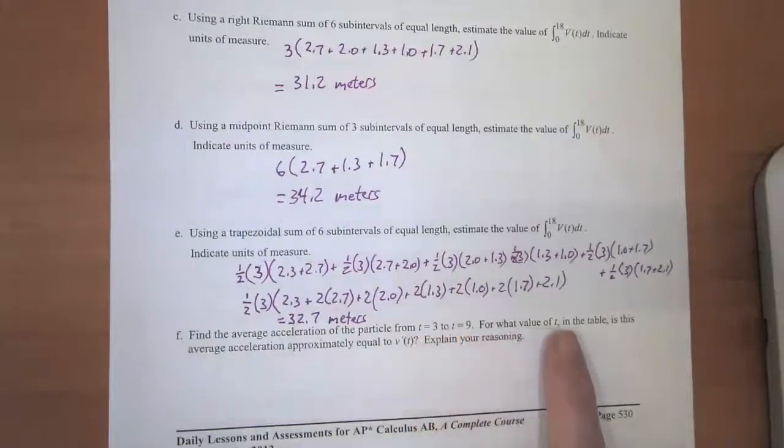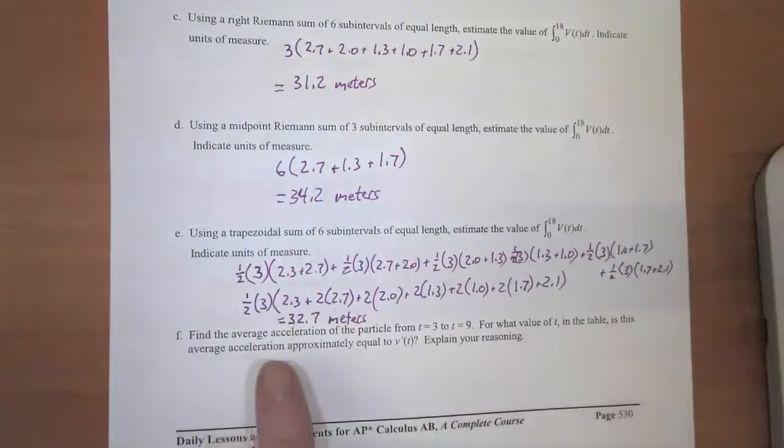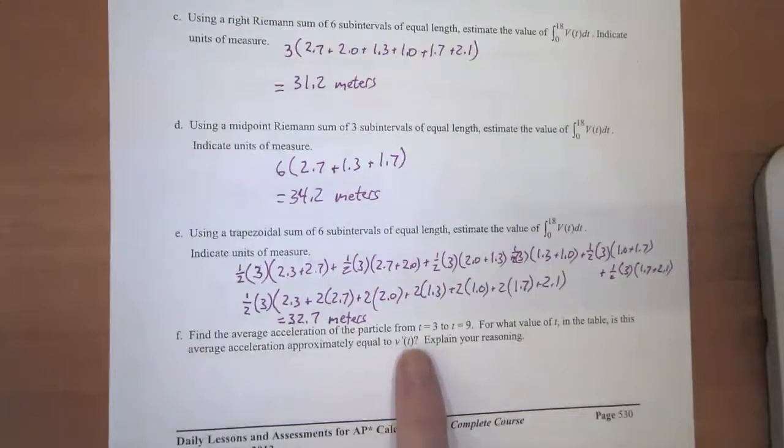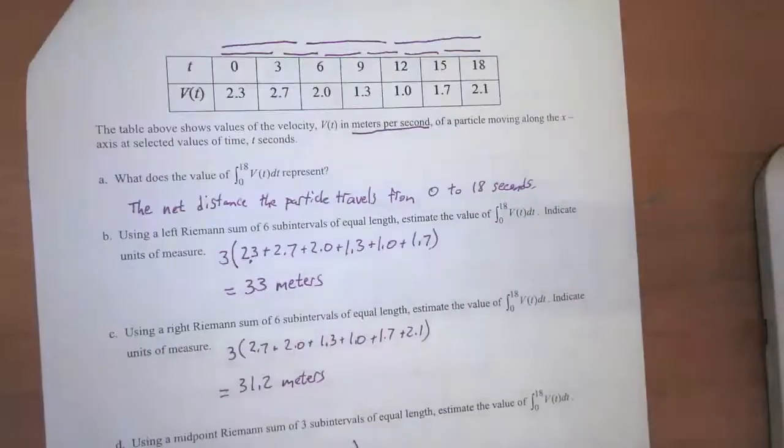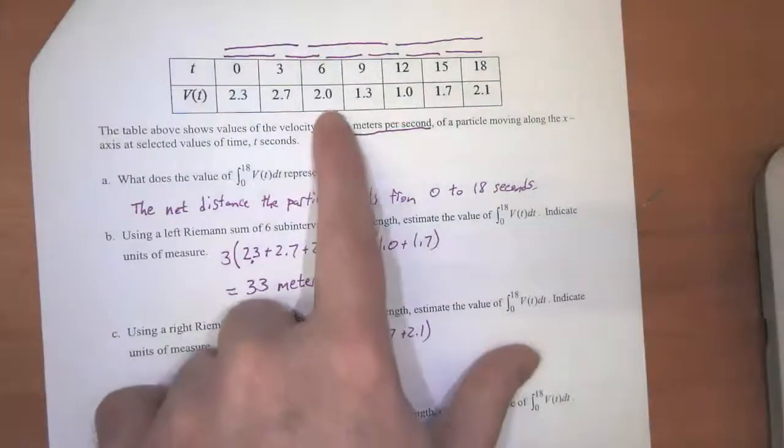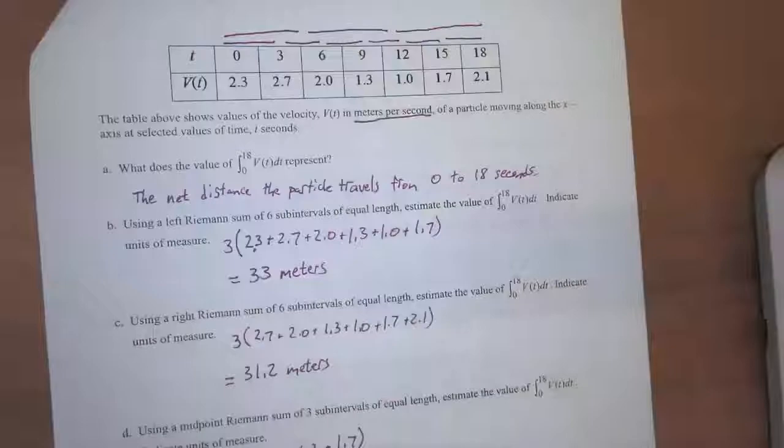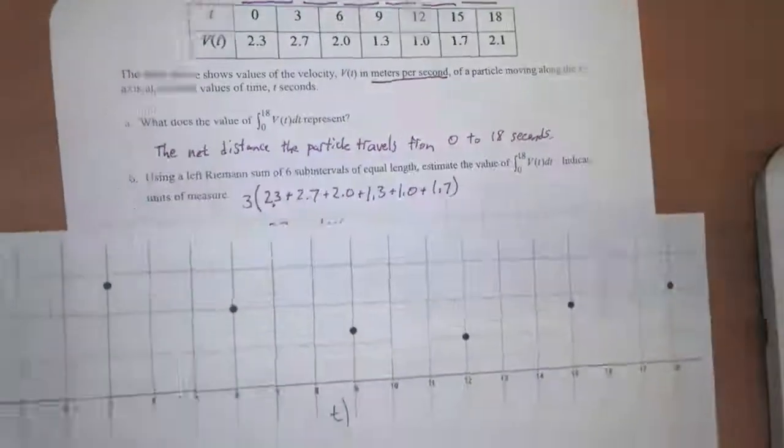And then they want to know for what value of t in the table is this average acceleration approximately equal to the derivative of velocity over time. And they want us to explain our reasoning. Okay, so what I did, just to make this process clear to you, not because you're going to be able to do this on a test question like this, is I took that table and drew a graph of it.